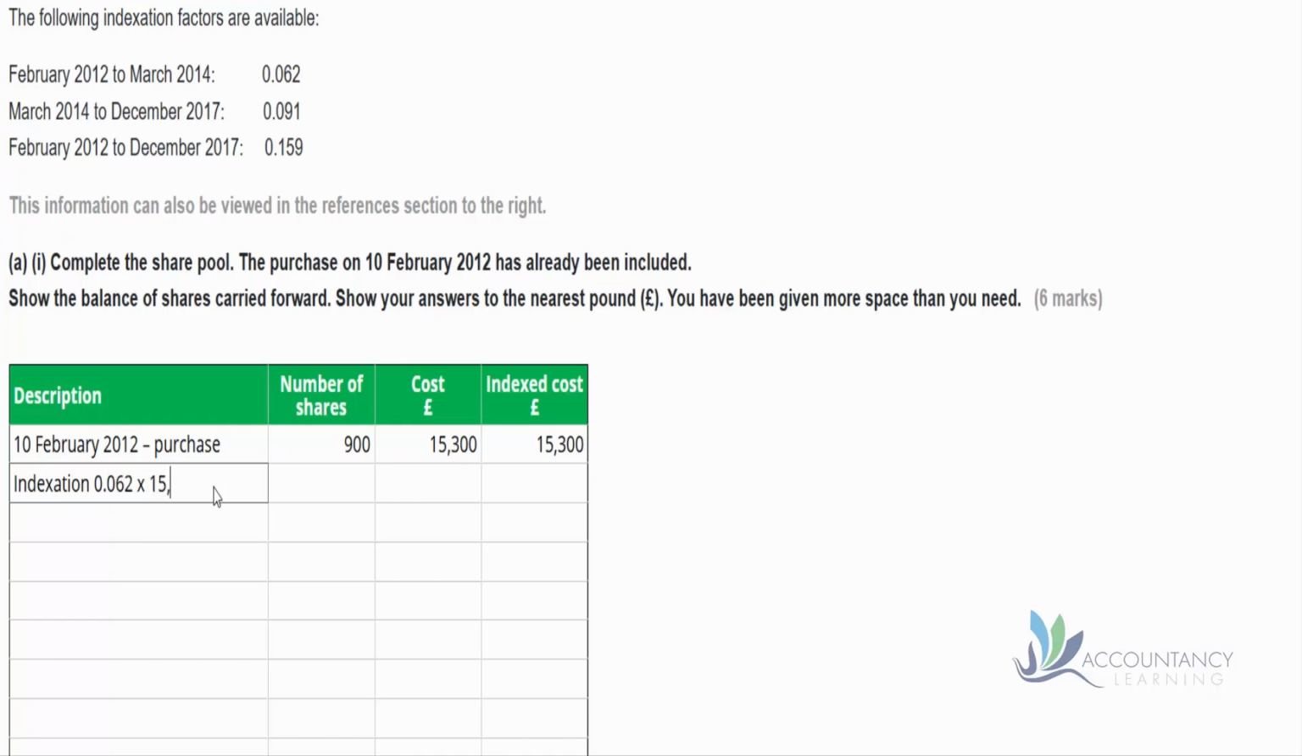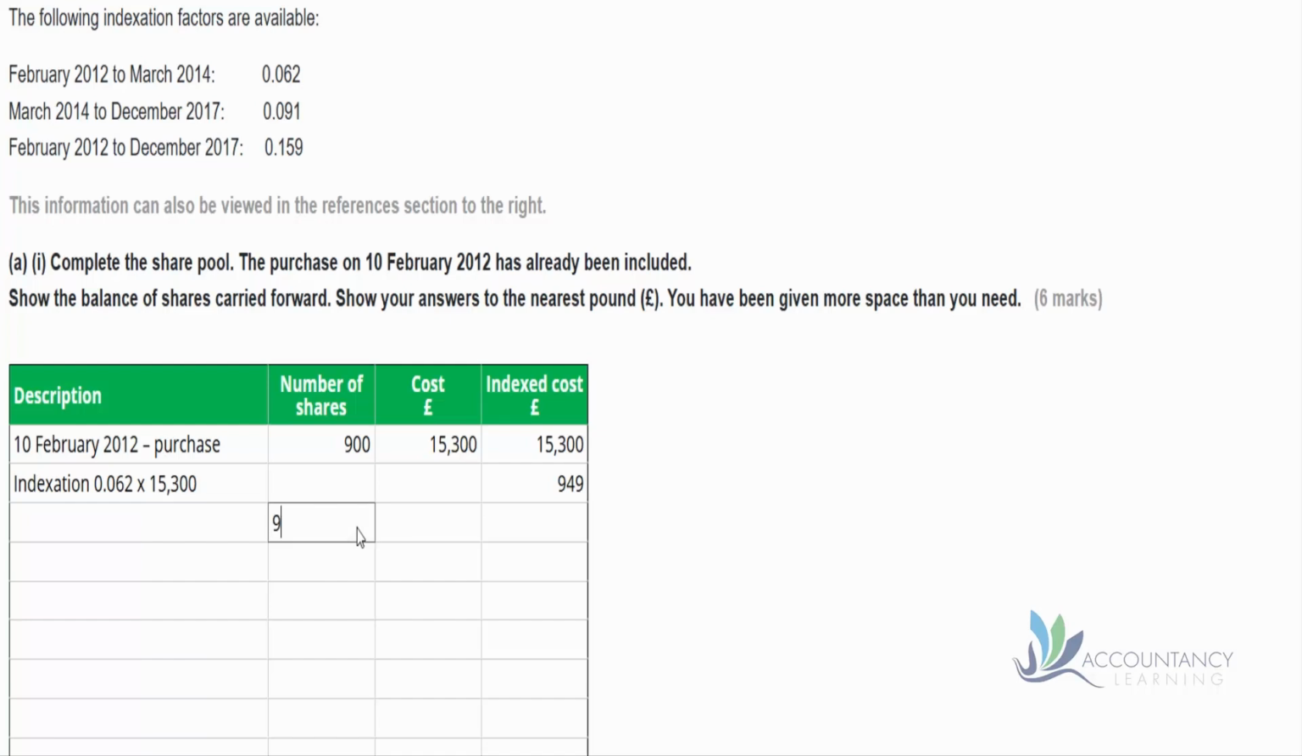And we're going to multiply by the index cost total that we have at the moment of 15,300. So if we take that and multiply it by 0.062, we get indexation of 949. Now the question tells us that we need to round to the nearest pound. Okay, so we're going to round up here. So it's 948.6, and that 0.6 is more than 0.4. So yeah, we're going to round up.